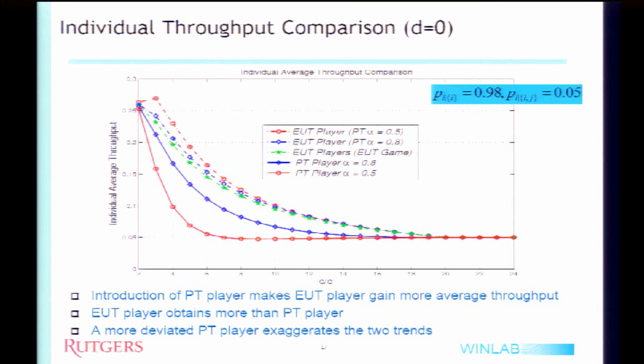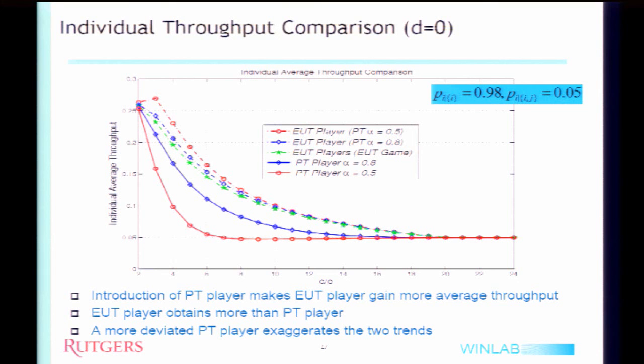We can see that this green line represents the EUT players in the EUT game, so it means the traditional game. But with the introduction of the PT player, the average throughput of the EUT player actually increases. This red line is the PT player's average throughput, and this dotted red line is the EUT player's throughput. Obviously the PT player achieves less average throughput than the EUT player in the heterogeneous game. As alpha becomes smaller, meaning more deviation from EUT, this trend is more exaggerated. So the EUT player does better as alpha gets smaller, is that right? Yes, in terms of individual average throughput, this is true.